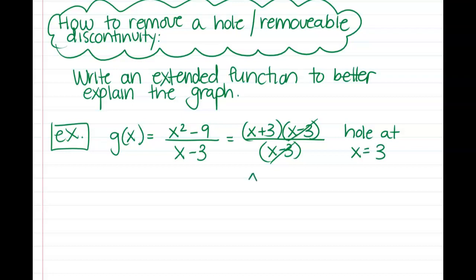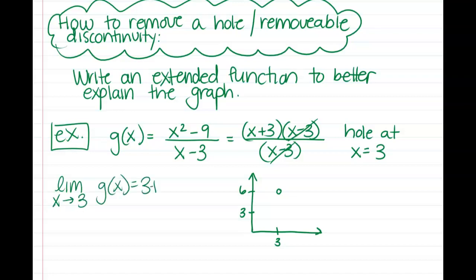So graph-wise, this means whatever the function's doing anywhere else, let's say that's 3 and that's 6 and that's 3, whatever the function's doing anywhere else, we know that at 3, or when x is 3, there's a hole. And it looks like it should be 6. Because if you plug 3 in right here, you get 6. So the limit as x approaches 3 of g of x equals 3 plus 3, which is 6. The rest of the function, I don't really know or care what it's doing, but we know there's a hole there.